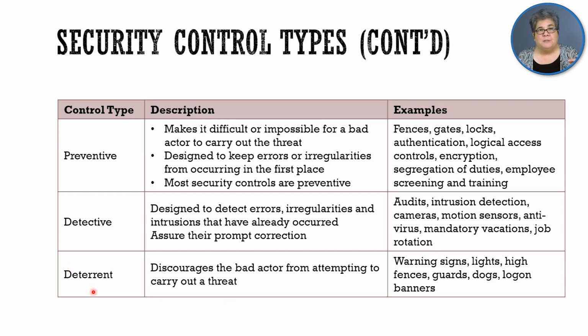Then there's deterrent. We're trying to discourage people. We'll have warning signs or good lighting or high fences or guards or dogs or log-on banners. Warning, this is an official system. We just want people to look at it and be kind of discouraged. Preventive would flat out stop them or make it really hard. Deterrent would be like, I'm not even going to try.